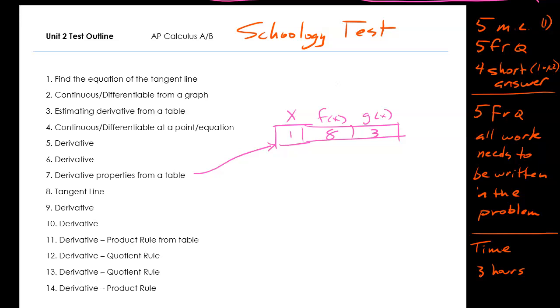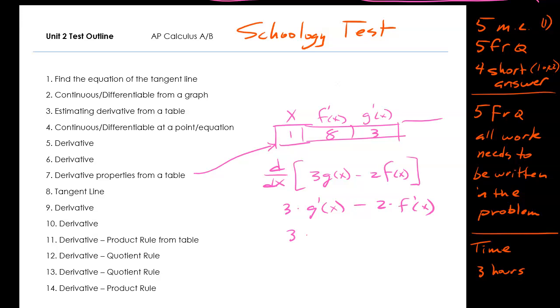So you might be asked to find something like, find the derivative of 3g of x minus 2f of x. And the derivative of that would be 3 times g prime of... There we go. So you would just fill out this stuff from the table.